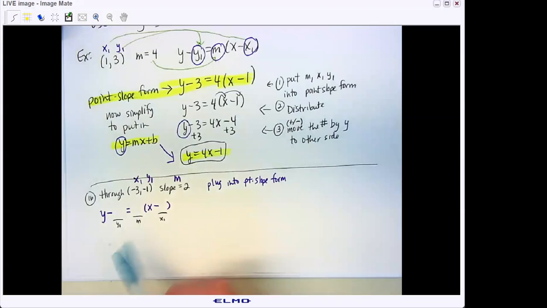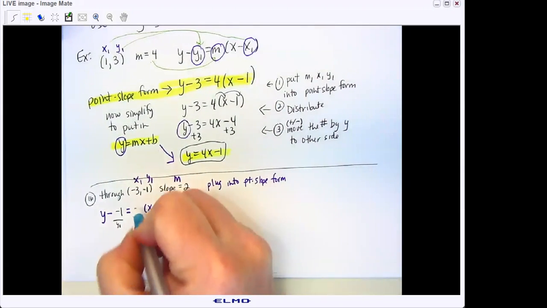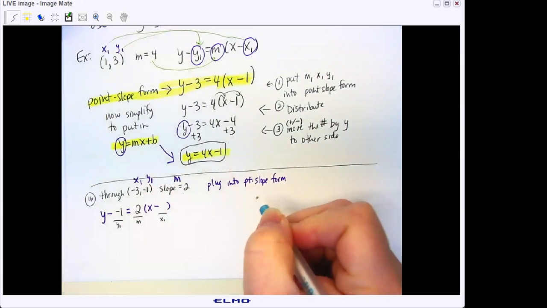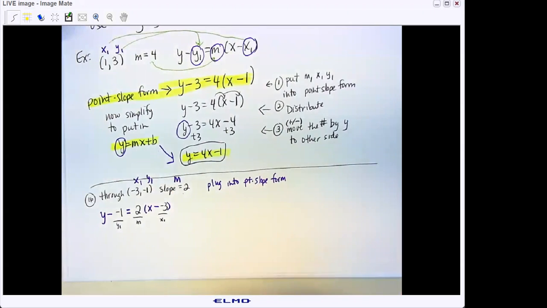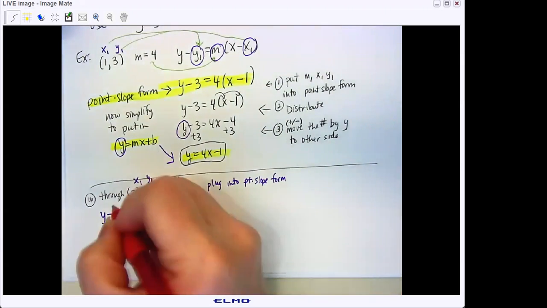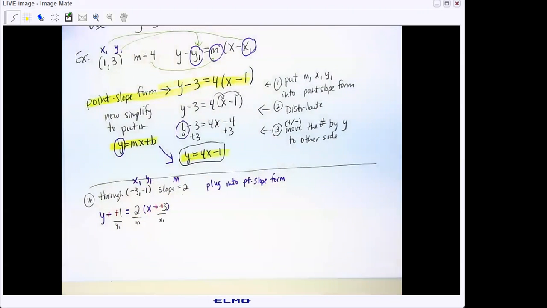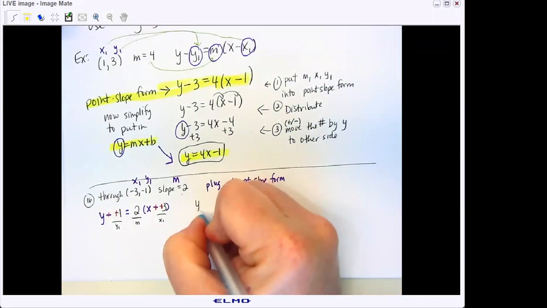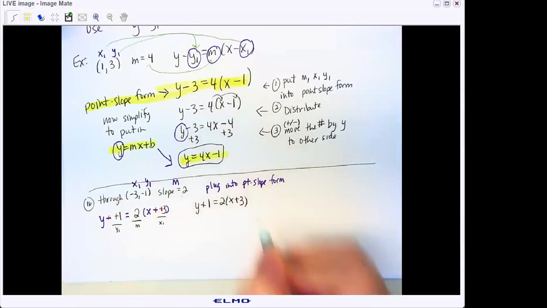So my y1 goes here, that's a -1. My m goes here, that's a 2. And my x1 goes here, that's a -3. But we remember from algebra that two negatives side by side are actually going to make a positive. So what this looks like is y plus 1 equals 2 times x plus 3.